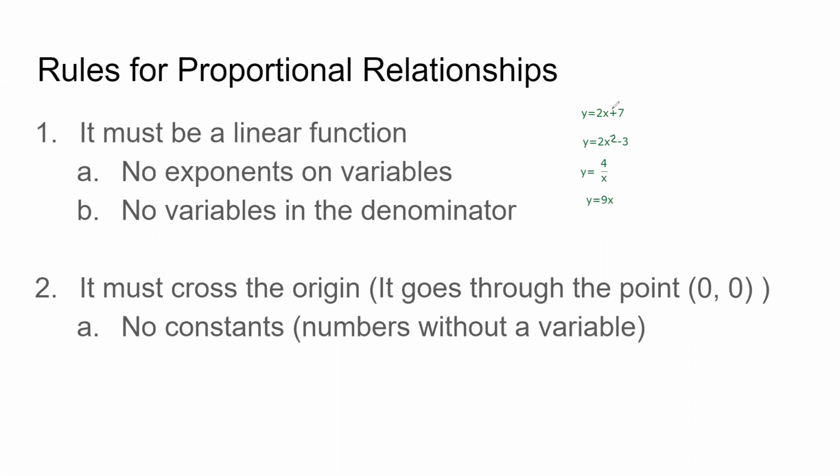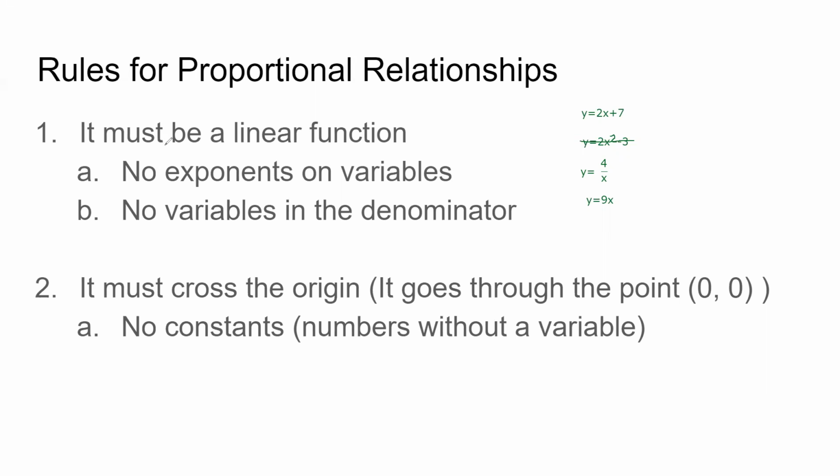Do you see an exponent on the variable? No. So do you see any variables in the denominator? No. So this one passes our first test. This problem here, is it a linear function? Does it have any exponents on the variables? Yeah, it does. So that goes away. It can't be proportional. Let's go to the next one.